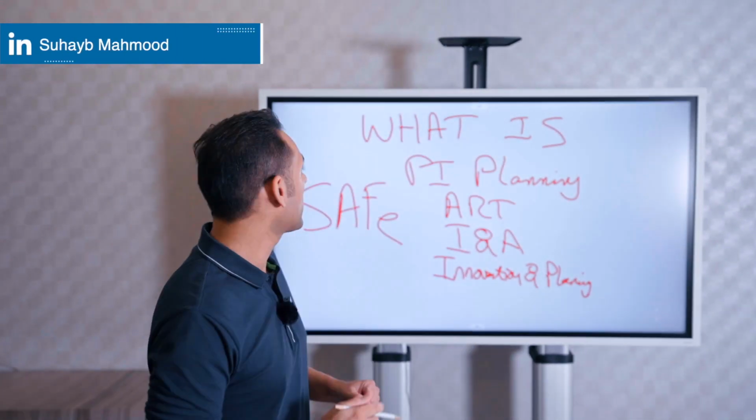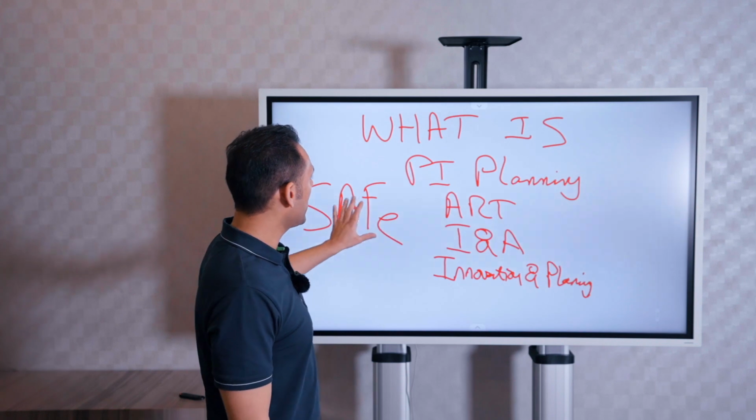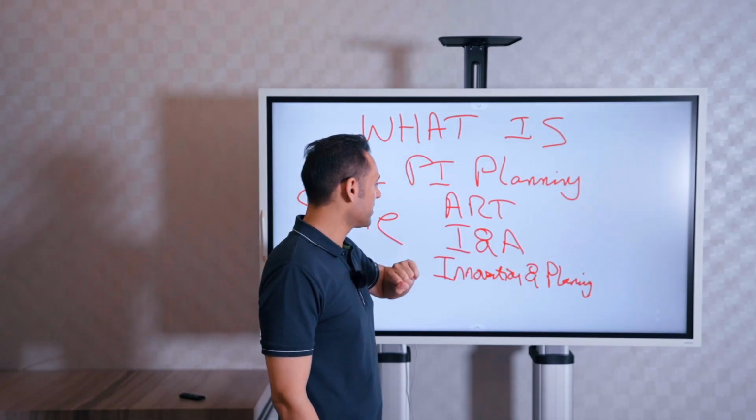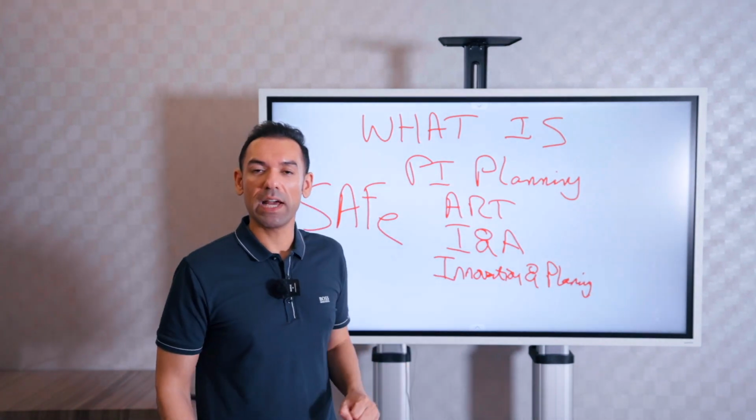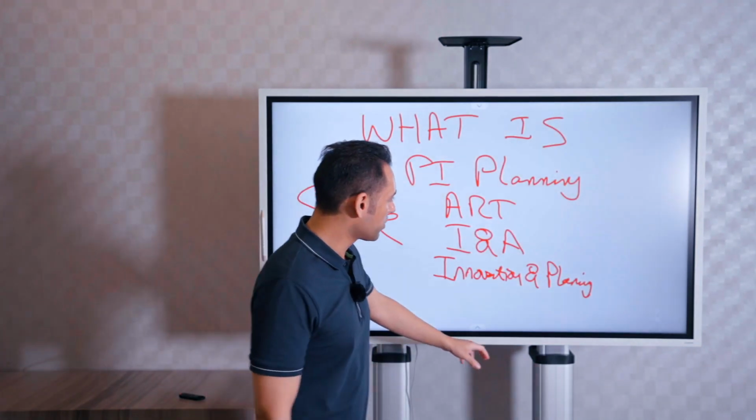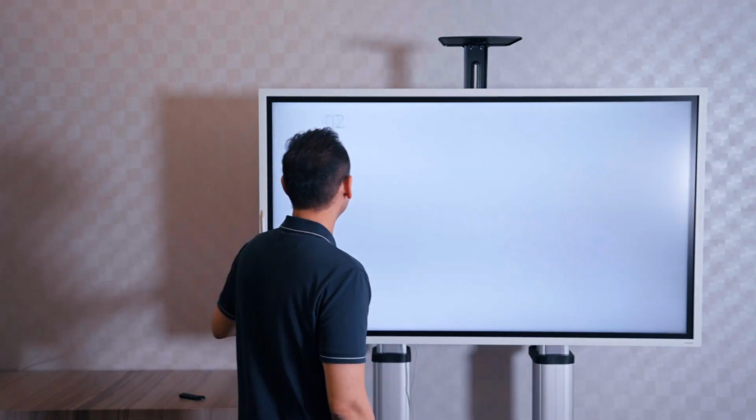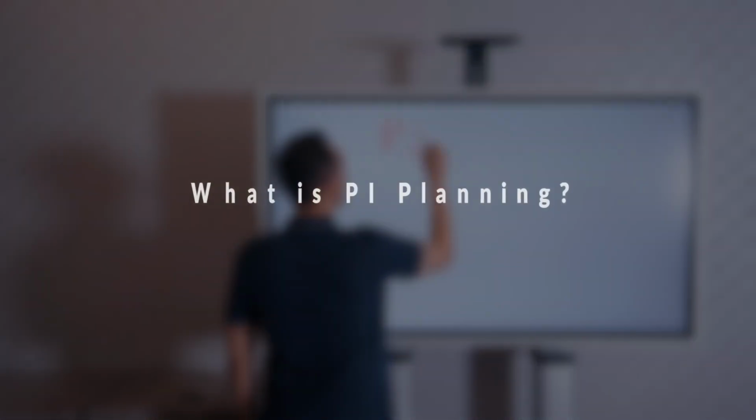Today we're going to be covering some of the top terminologies within the Scaled Agile Framework. So what is PI planning, Agile Release Train, Inspect and Adapt Workshop, and Innovation and Planning? We're going to be covering these terms today. So without further ado, let's get started with the first one, which is PI planning.